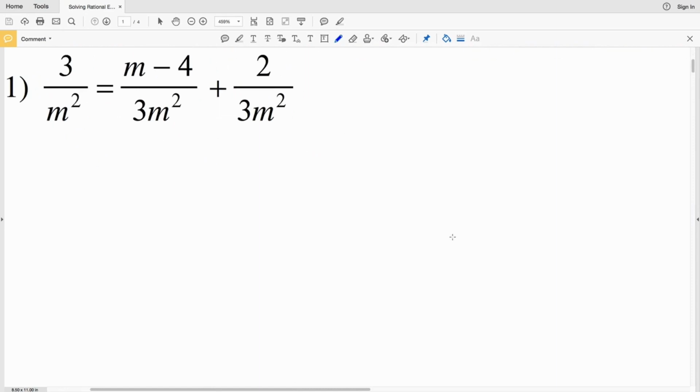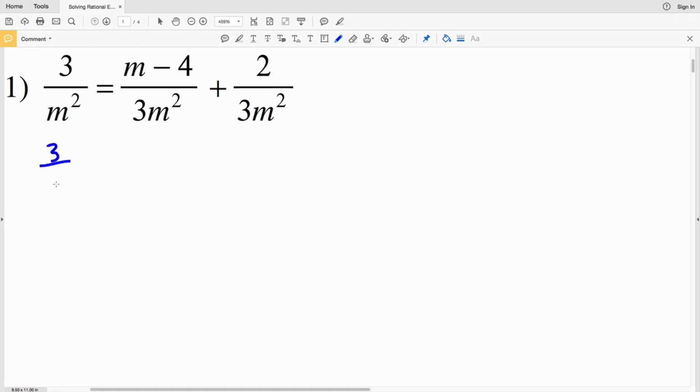For number 1, we have 3 over m squared equals m minus 4 over 3m squared plus 2 over 3m squared. In order to solve, we need to isolate the variable, which in this case is the m, in order to solve for what that's equal to. What we want to do is simplify first. So we're going to try to find fractions with common denominators and combine them, which we can see we have 3m squared twice. So let's go ahead and combine those numerators.